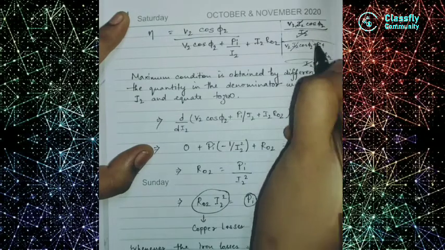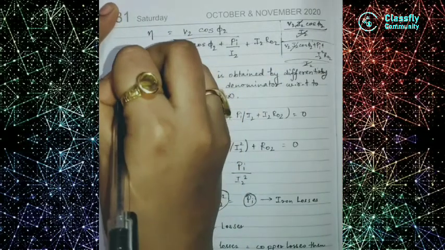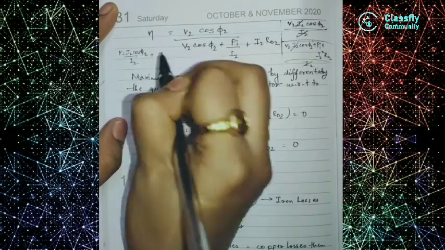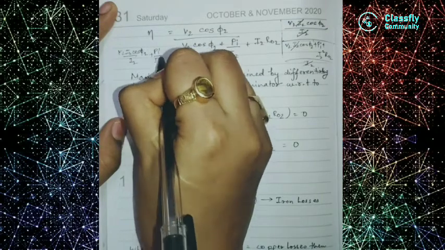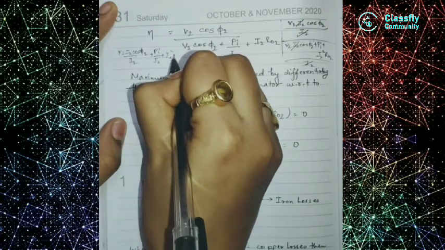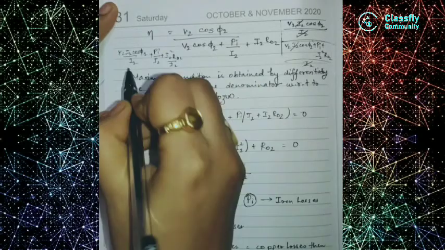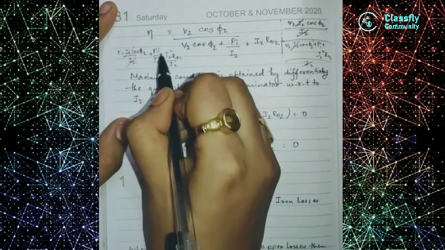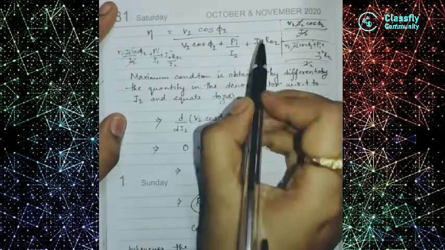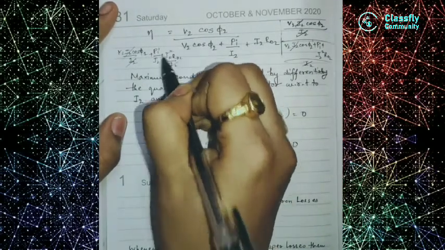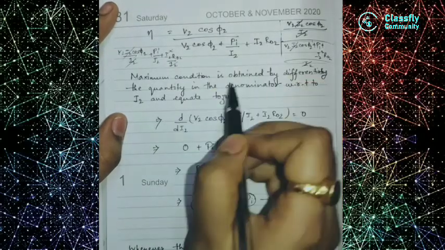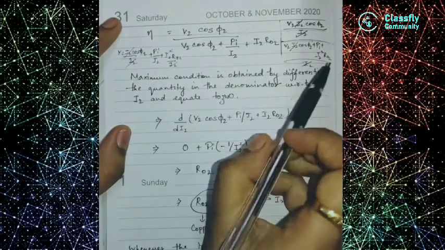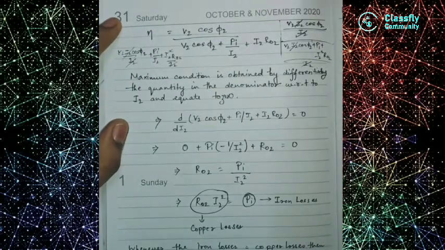Doing it term by term, we have V2 I2 cos phi 2 by I2, plus Pi by I2, plus I2 square R02 by I2. I2 gets cut, and we are left with V2 cos phi 2. Pi has no I2 in the numerator, so we get Pi by I2, and here one I2 and one I2 get cut, so we are left with I2 R02. So this is our formula when we divide the numerator and the denominator by I2.